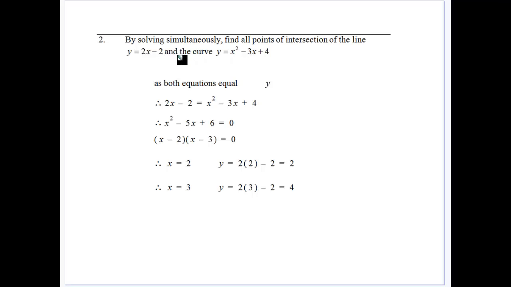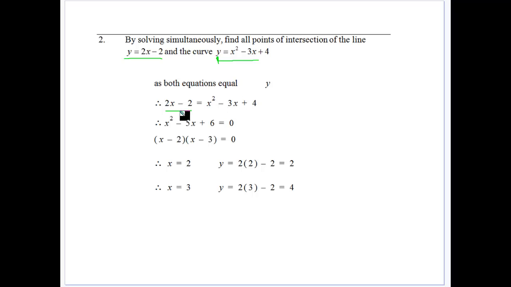Question 2 here, however. We've got a straight line and we've got a quadratic equation. So that's a problem. We can't eliminate things here, because I can eliminate y's, but then I'll have x's and x squareds and x's. So what I'm going to do is use a substitution. Y is equal to 2x minus 2, and y is equal to x squared minus 3x plus 4. So y is equal to both those. So if y is equal to 2x minus 2, let's substitute that 2x minus 2 into this point here. So instead of y there, we've got 2x minus 2 equals x squared minus 3x plus 4.